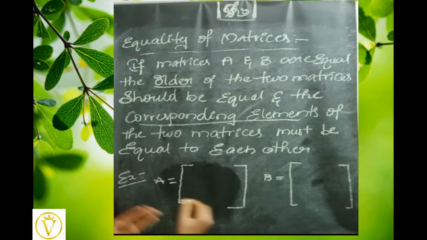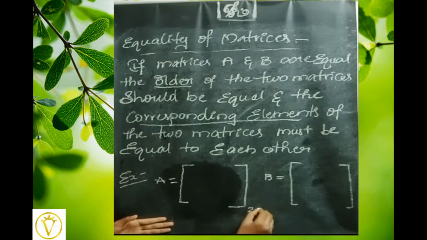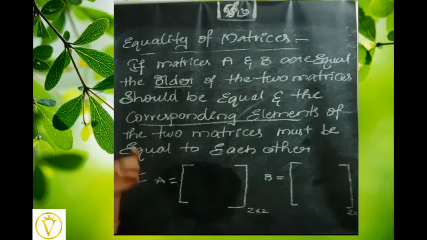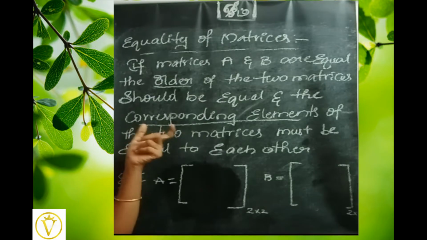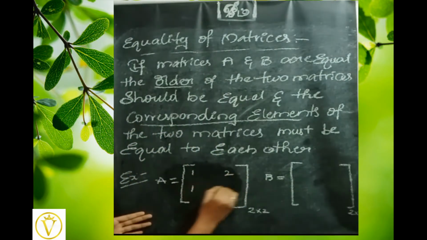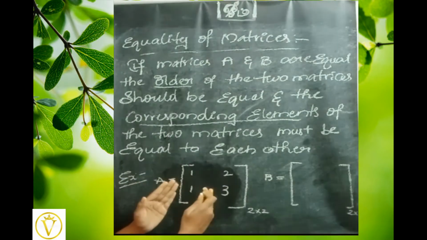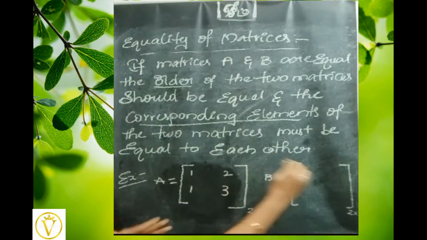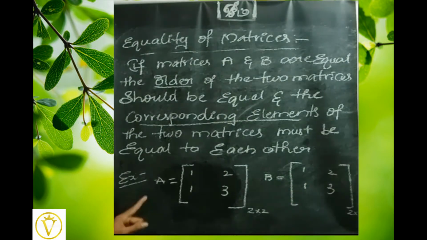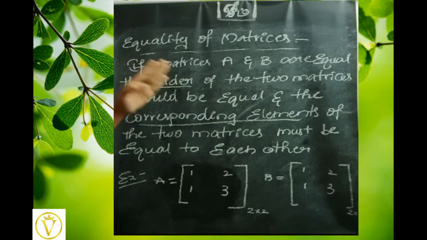I will take a 2 by 2 matrix, and here also a 2 by 2 matrix. And next, what have they said? Corresponding elements. If I take 1, 2, 1, 3 in A, the same elements should be in B: 1, 2, 1, 3. Then these two matrices are said to be equal.